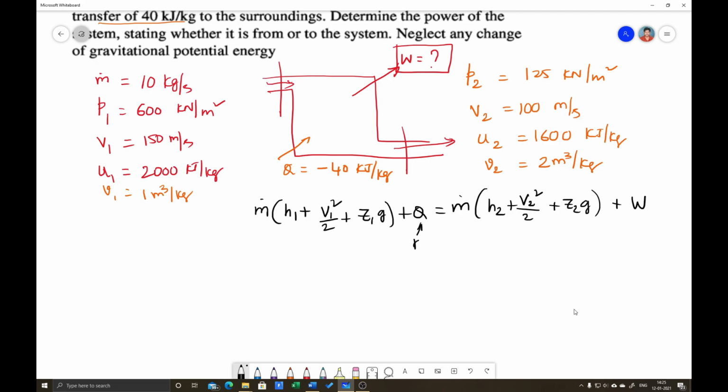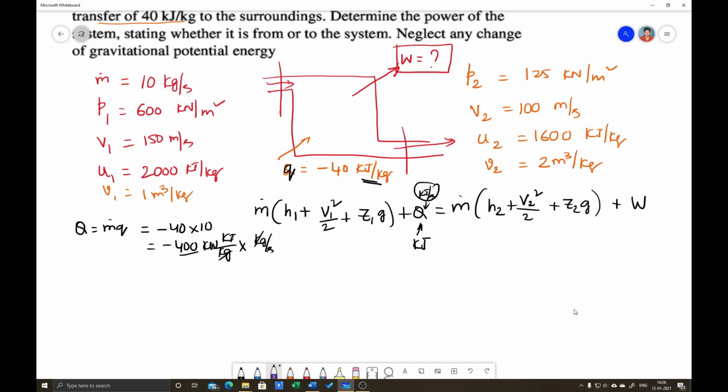So here actually Q you have to be in kilojoules, but here it is given as kilojoule per kg. So this is actually small q. So capital Q will be equal to m dot into q, which is minus 40 into 10, so 400 kilojoule per kg multiplied by kg per second. So it will be minus 400 kilowatts. Okay. So we have to substitute in kilojoules or kilojoule per second, this one.